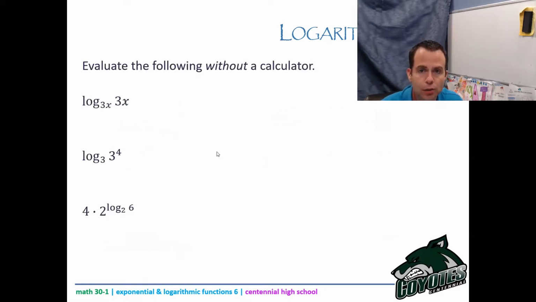Okay, so you guys try these. Evaluate without a calculator. By the time I've said that, you should already be yelling the answer to the first one. That's obviously going to be 1. This guy, the 4 can come to the front. I'll have 4 times log base 3 of 3, so that will be 4, because it'd be 4 times 1. This guy I know is going to be 6, so I end up with 4 times 6, and that'll be 24.